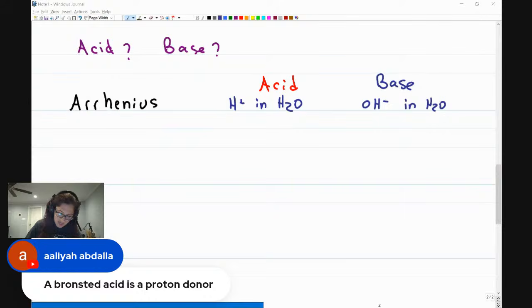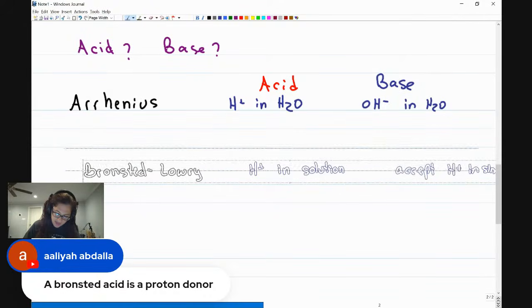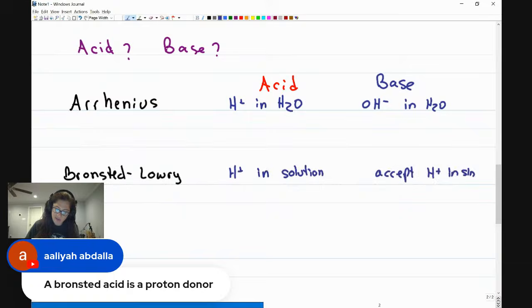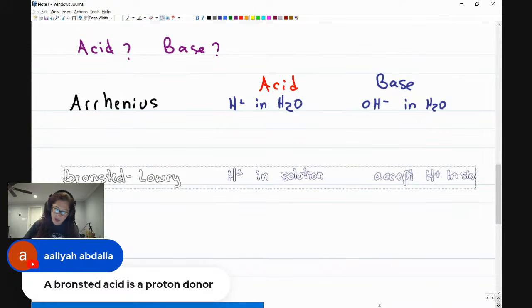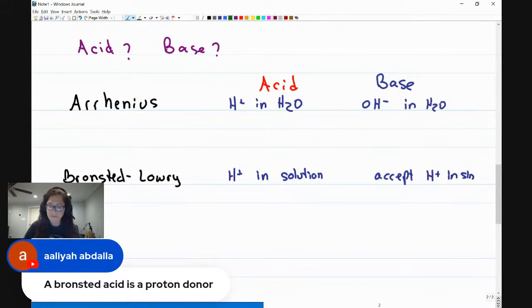Then we go to the next definition, and that is the Bronsted-Lowry acids and bases, which give us an H plus in any solution, or something that will accept H plus in any solution. So if you look at the OH minus, that technically accepts H plus in water, but with a Bronsted-Lowry definition, it could be alcohol. It could be ammonia.